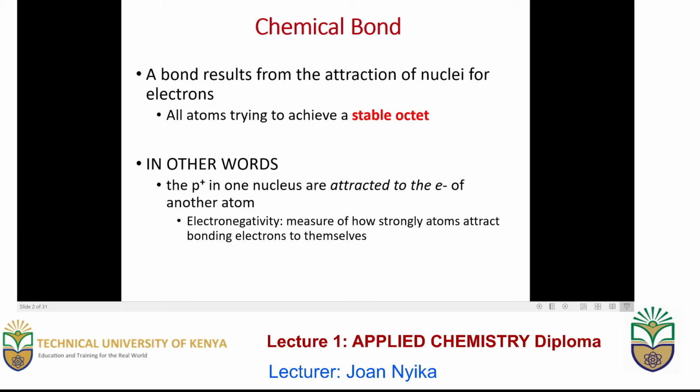In other words, the protons in one nucleus are attracted to the electrons of another atom. It is this ability to attract the electrons that we measure, and we call it electronegativity. We will look at electronegativity at a later stage in this class. However, you should note that electronegativity is the measure of how strong an atom can attract electrons during a chemical bond. It could be strong or it could be weaker depending on the position of the element on the periodic table.